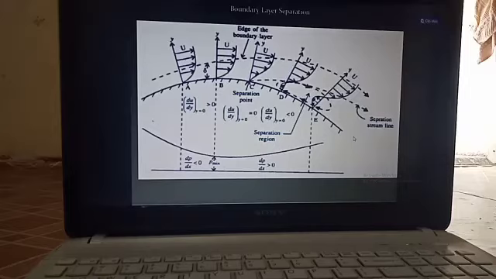Good morning, students. In the previous lecture we studied boundary layer separation, that is, how the boundary layer gets separated, and the point at which separation of the boundary layer will take place. We also saw which types of forces act during boundary layer separation. The three types of forces are: first, pressure force; second, viscous force; and third, inertia force.